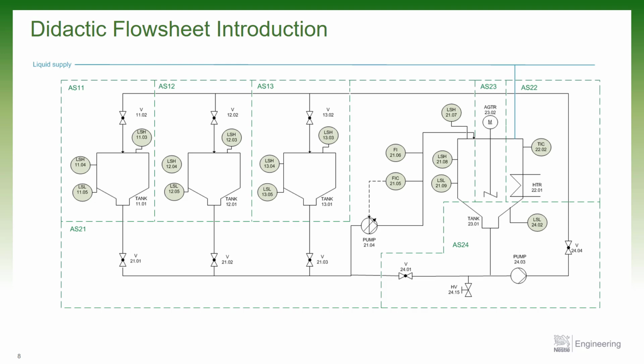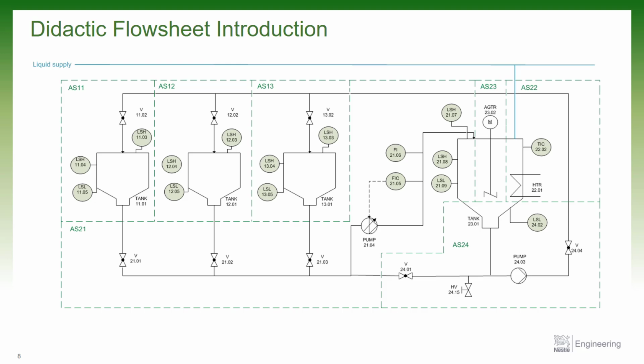Here is a representation of the flowsheet of our didactic platform. As we can see, there are 3 reception tanks and the mixer. The 3 reception tanks are part of plant unit 1, so all control modules included in this plant unit 1 start with 1. Each raw material tank belongs to a different equipment module.